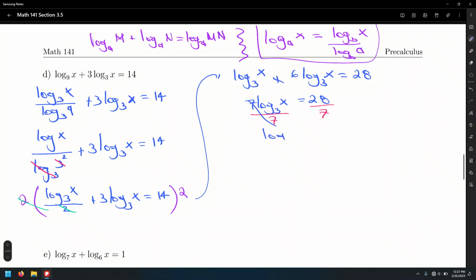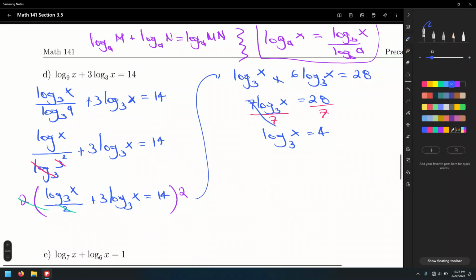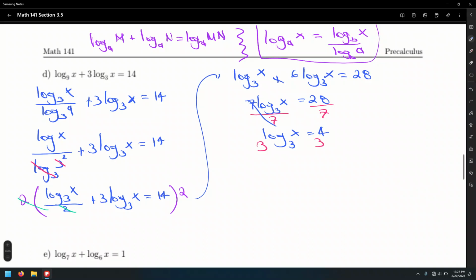Really nice numbers. Log base 3 of x equals 4. And we finally got that baby logarithmic equation. Exponentiate both sides on the base 3. That's going to cancel the log and the base. x equals 3 to the 4th power, which is 81.